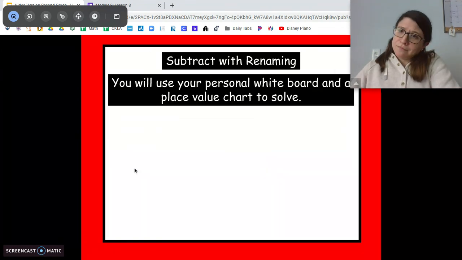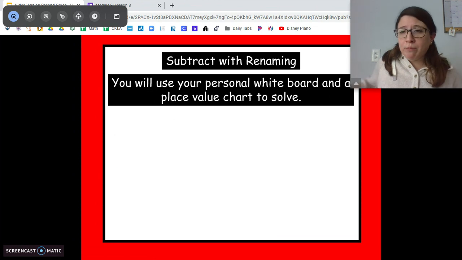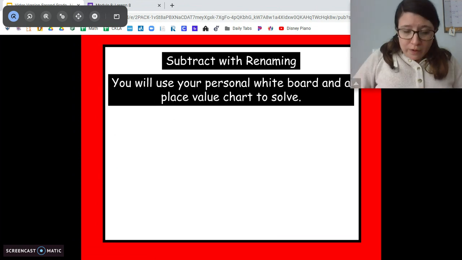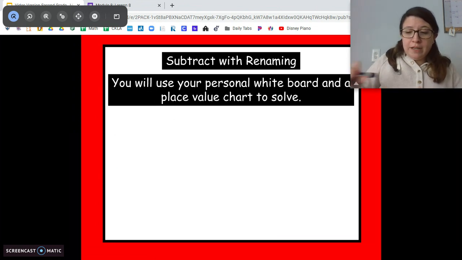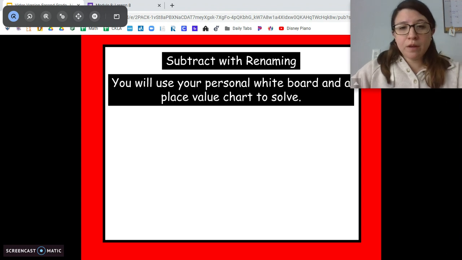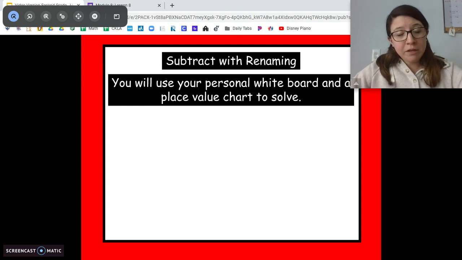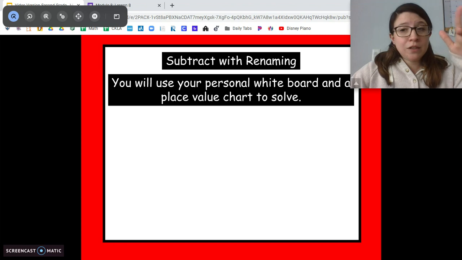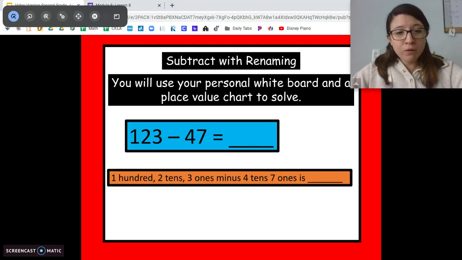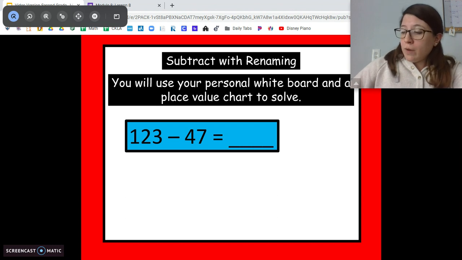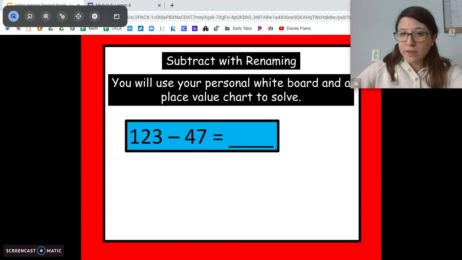All right. Take out your paper, pencil, whiteboard, marker, whatever you have with you. We are going to practice our subtraction again. You guys did really well with that yesterday, so we're going to practice some more. Again, solve it how you want. You can do vertical method, place value chart, number bonds, whatever you do. I want you to do this on your own, and then we'll go over it. So I'm going to do 123 minus 47, and then I want you to solve.